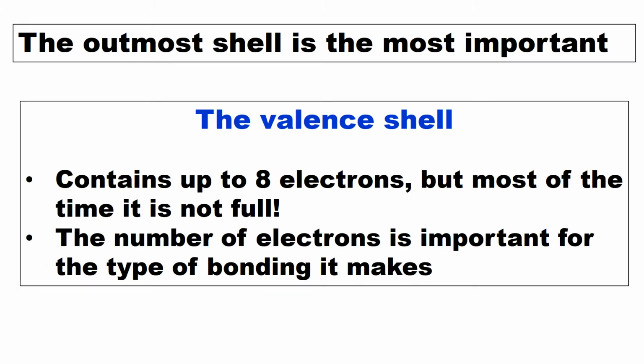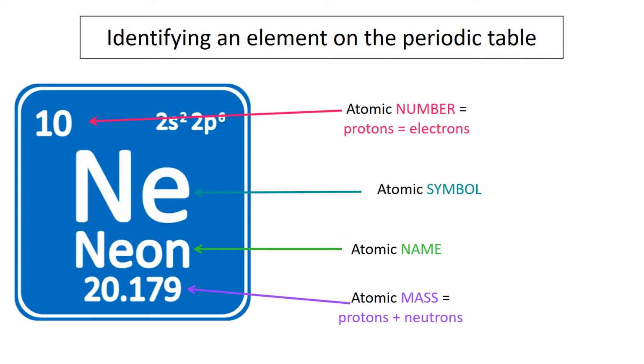The valence shell is the outermost shell in an element. The electrons that are found in the valence shell are the ones that are involved in bonding. The valence shell contains up to a maximum of 8 electrons, but most of the time it's not actually full. The number of electrons is important in determining the types of bonds that that particular element is going to make. When you look at the periodic table, you're going to see that each element has different things. So let's talk about what each of those things are.